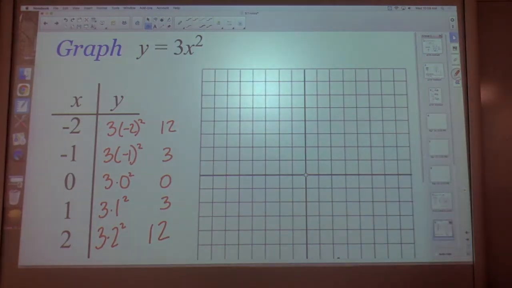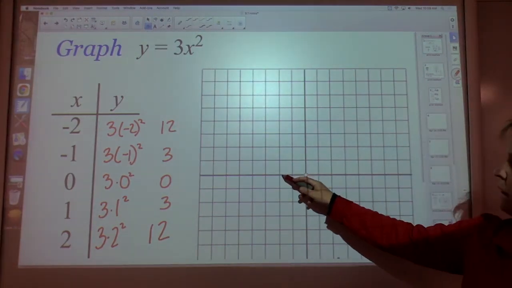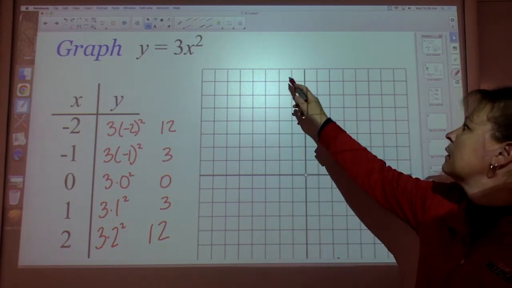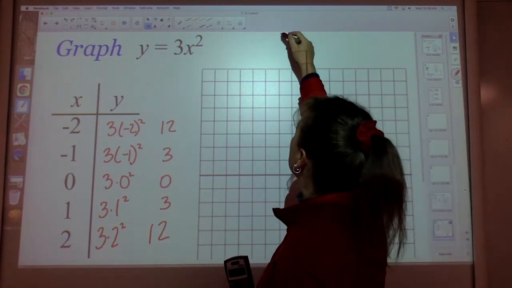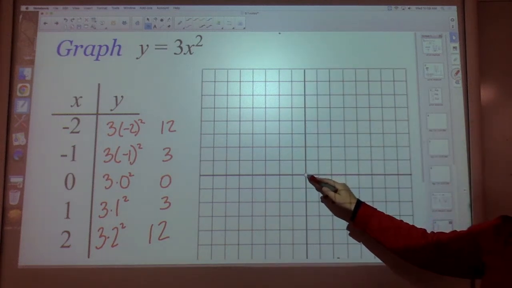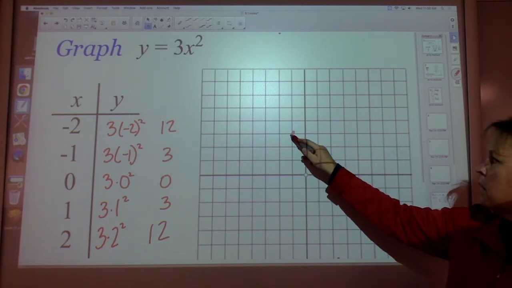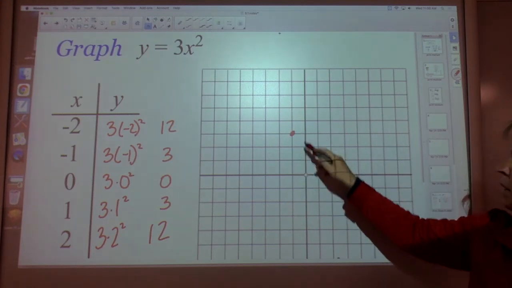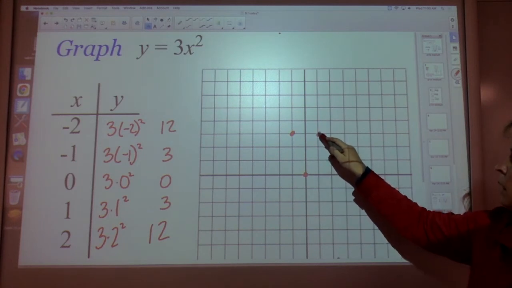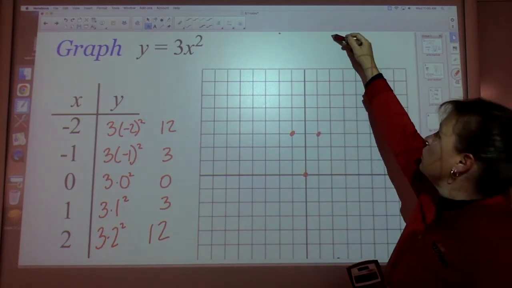So what does that look like on here now? Now we're going -2, up 12. 1, 2, 3, 4, 5, 6, 7, 8, 9, 10, 11, 12. It is off the charts. But as long as we have 3 points that fit on the graph, that should be enough to make a curve. So left 1 up 3, 0 0, right 1 up 3, and right 2 up 12.